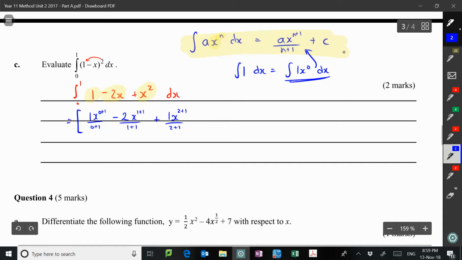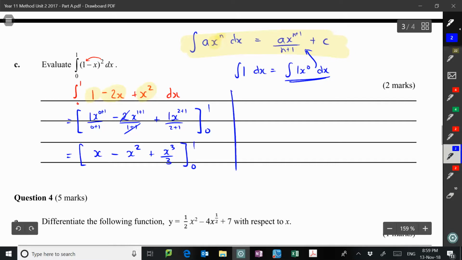But remember, I am doing it all between 0 and 1. Now, I'm going to simplify this just so that it looks nicer. That's technically just x. Then 1 plus 1 is 2, but 2 divided by 2 cancels out, so you've got minus x squared. And then plus x cubed on 3, between 0 and 1.